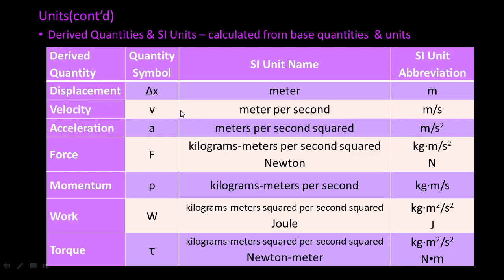For example, velocity is calculated by taking length divided by time. Acceleration, you take velocity divided by time. And force, you take acceleration times mass. And so on with these other 3. Now let's take a look at the units.